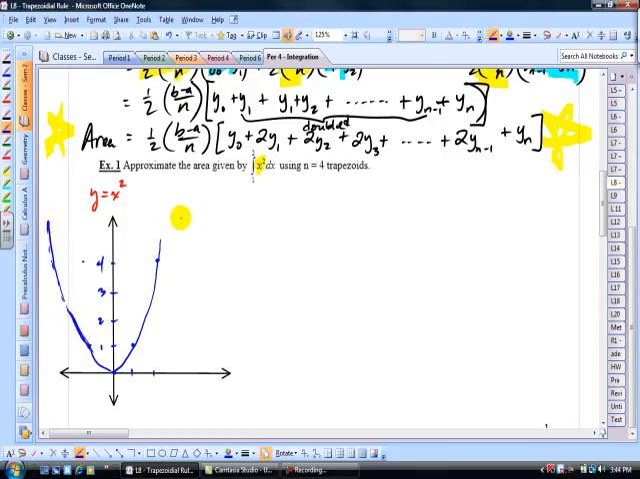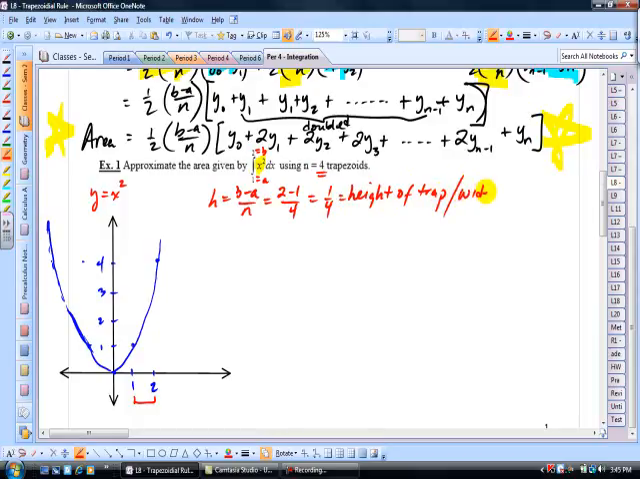So it's a parabola. And what we're concerned with is the area underneath the curve from 1 to 2. So in this region right here, where a equals 1 and b equals 2. Those are upper and lower bounds. So what we want to do is divide this into 4 equal parts. What would the width be? Well, let's see. The height of the trapezoids be b minus a divided by n. And that's going to be 2 minus 1 divided by 4, because we're using 4 trapezoids. And that'd be 1/4. So this is the height of the trapezoid, or the width of the interval.